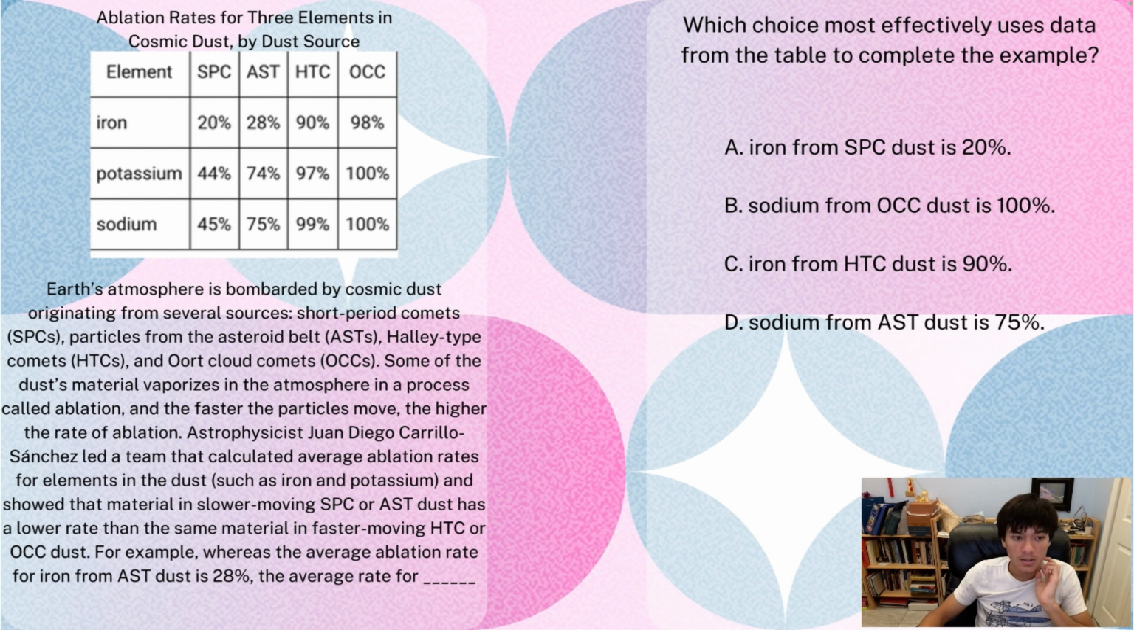So which one of these shows iron? It's going to be A or C, and C is the only one that actually talks about your HTC dust and the fact that it's a higher percentage. So that's going to make C correct. Let's try the next one.